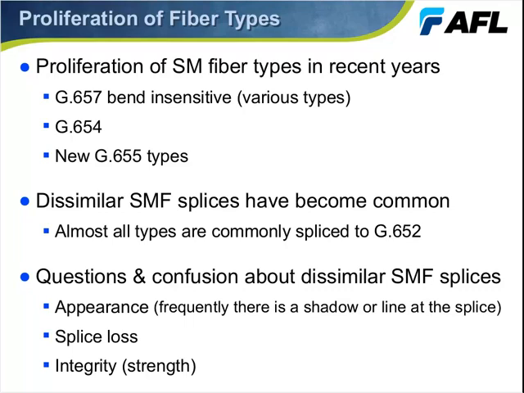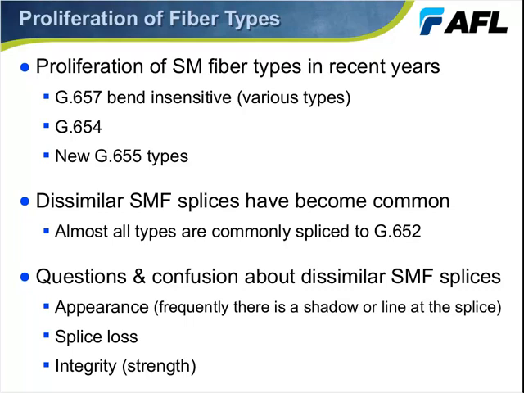But in the last decade, we've seen a proliferation of new fiber types, particularly the G.657 bend-insensitive types, which are very valuable for fiber-to-the-home deployments, and even more recently the G.654 fiber type. So what has happened is dissimilar single-mode fiber splicing has become a lot more common, and it's caused a lot of confusion sometimes in the industry, especially when these fibers are spliced with a really high-quality splicer that has a very good optical system.